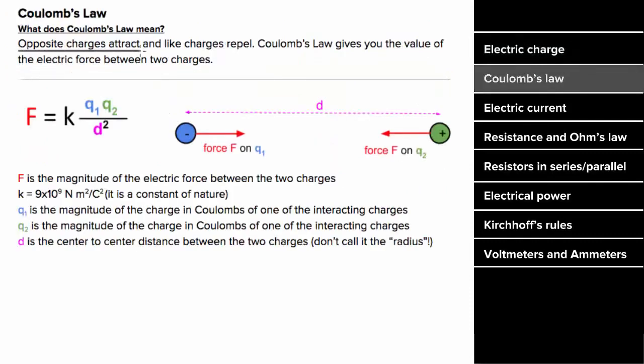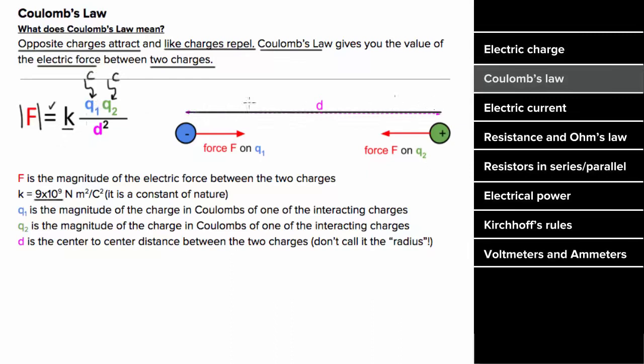Opposite charges attract and like charges repel, and what Coulomb's law does is it gives you a way to find the magnitude of the electric force between two charges. The formula for Coulomb's law says that the magnitude of the electric force between two charges, Q1 and Q2, is going to equal the electric constant K, which is 9 times 10 to the 9th, times the product of the two charges, measured in coulombs, divided by the center-to-center distance between those two charges, squared.